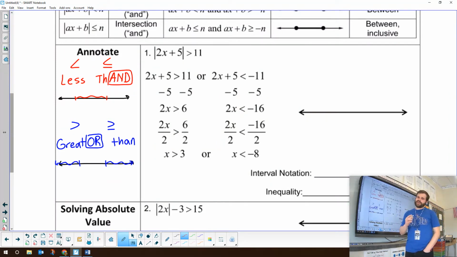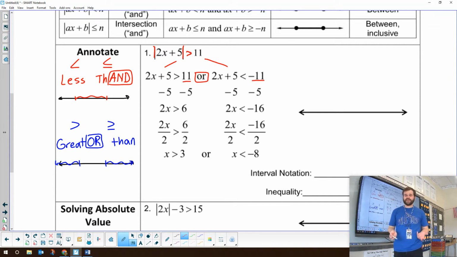First step always with absolute value is to get the absolute value by itself. And here I've done that. And we have this greater than sign. Now that greater than sign means this is going to be an OR problem. Now, I'm going to split this up into two separate equations, just like normal. We have a positive 11 and a negative 11. That's how you split up absolute value.